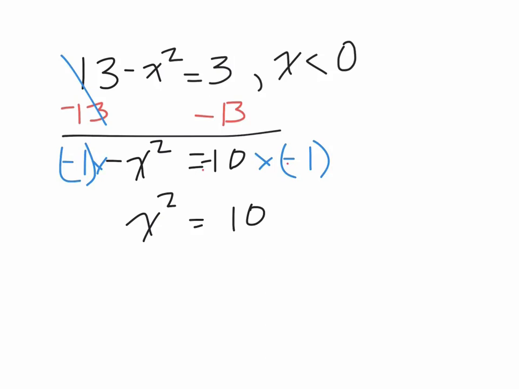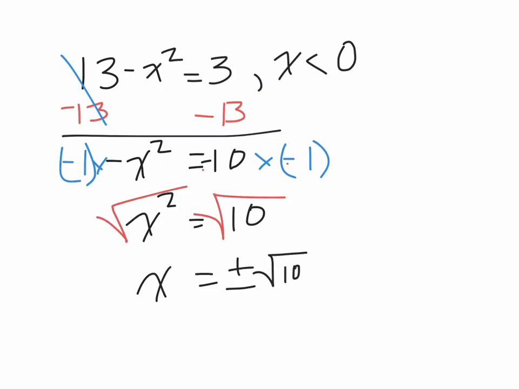Last step I do is I take the root on both sides, and x equals positive or negative root 10. Now, in this example, we can go back to the top, and it said that x is always going to be less than 0. So we need to make sure that we pick the right value, because there's two possibilities. We know that x equals negative root 10. And we leave it as a surd, so that way it's the most exact form.